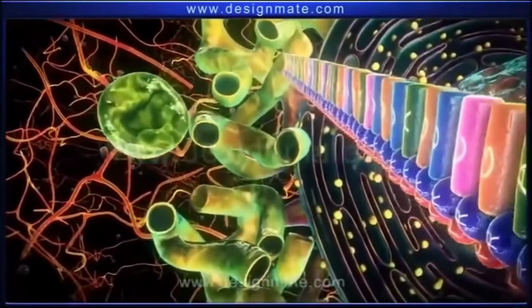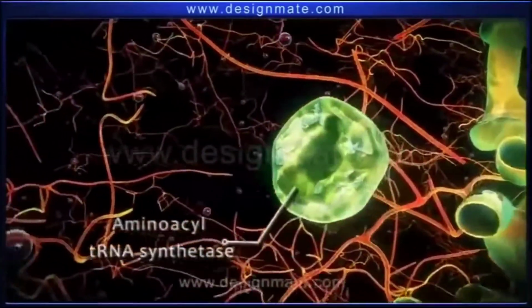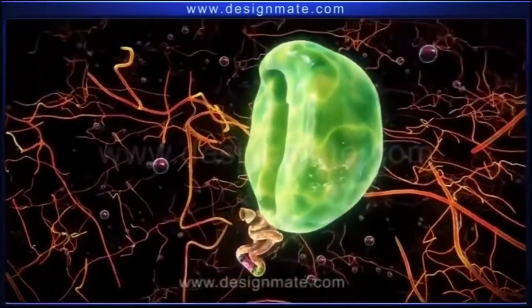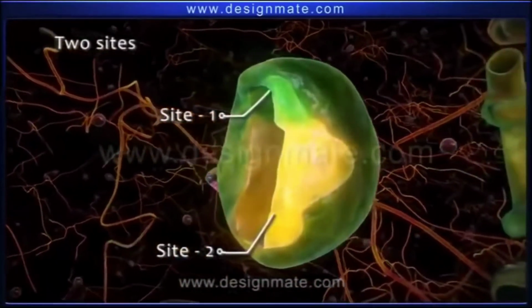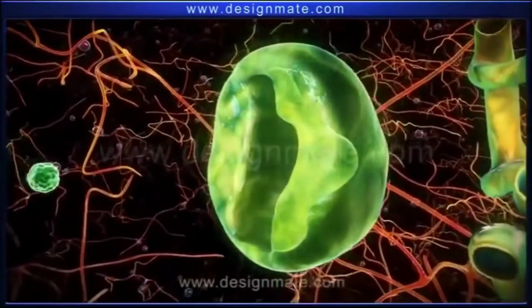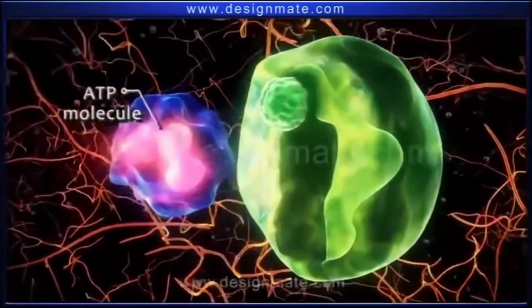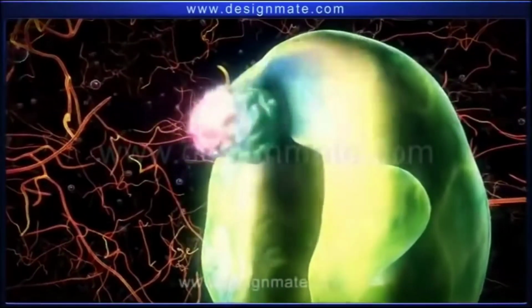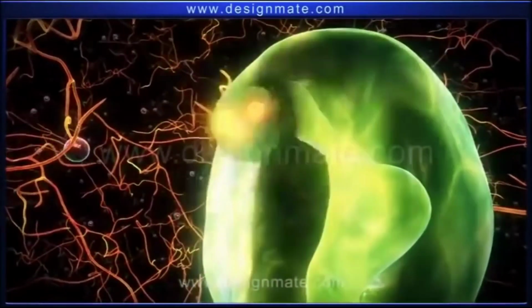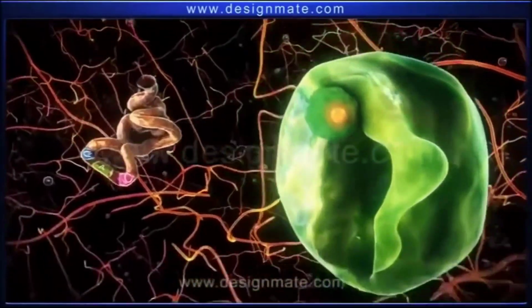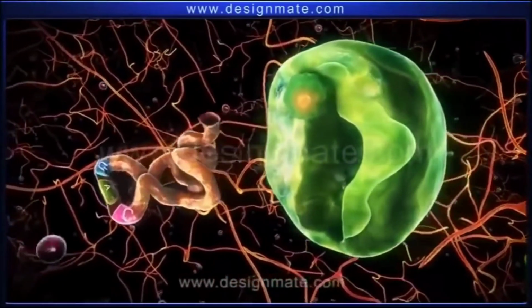Present in the cytoplasm is an enzyme, amino-acyl tRNA synthetase. The enzyme macromolecule has 2 binding sites. One site recognizes the amino acid methionine. This is followed by the binding of the ATP molecule and release of pyrophosphate, resulting in activation of amino acid.